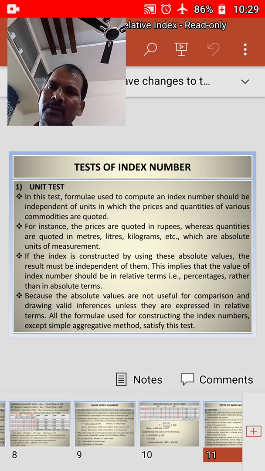We'll see tests of index numbers now, and first we will have unit test. We have the four tests in this: unit test, time reversal test, factor reversal test, and circular test. First we will discuss unit test.